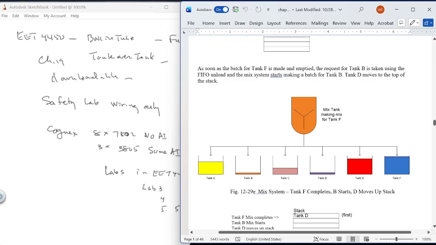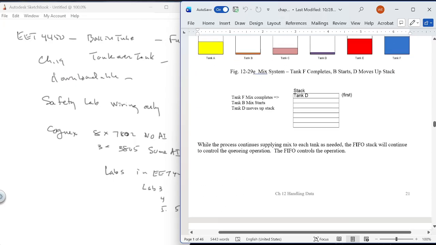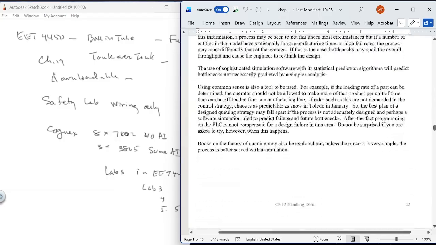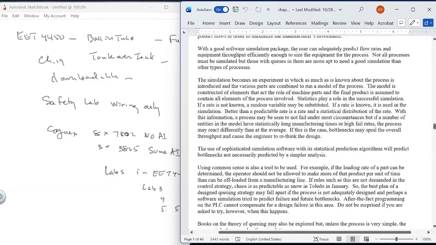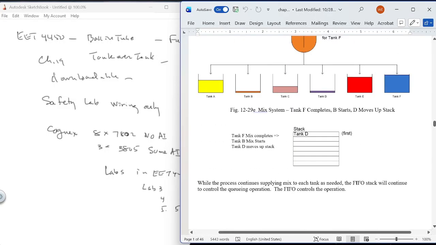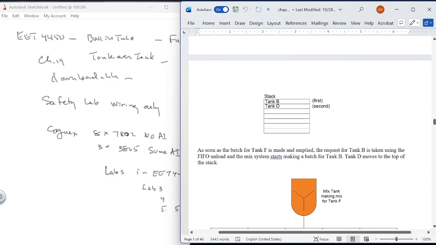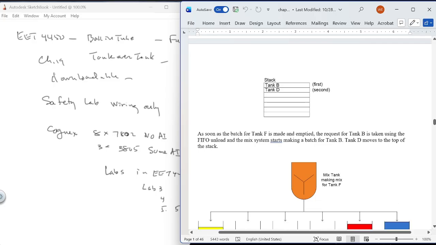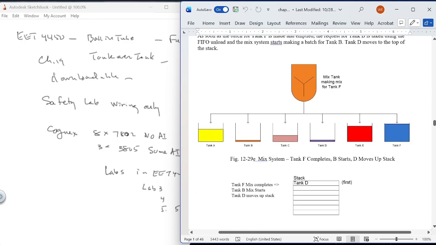Who went low first? You have to decide. Tank D went low before tank B went low, right? In that case, what do you do next? B and D. What do you do? B goes into the mixed cycle, and then you plop D in still on your stack, and you move it up to the top of the stack. That's all it says. But it's a specialized instruction.